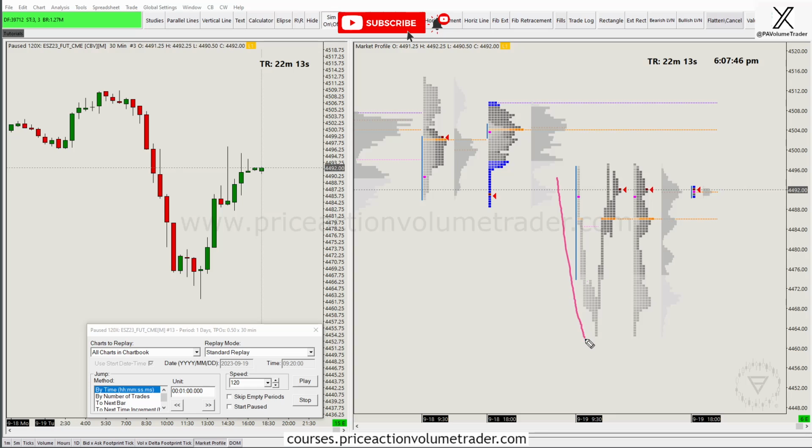We went down, had a nice bounce off here, and we ended up closing very close to the start. So right here we had our open at 9:30 a.m. right here. We went down, and then we closed back over here. And that is how you develop a market profile.